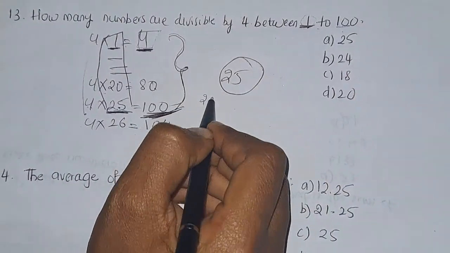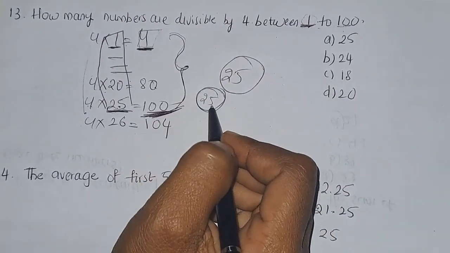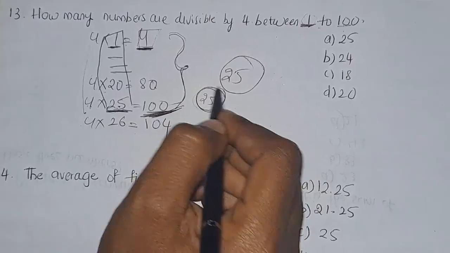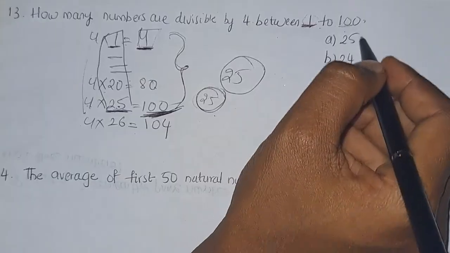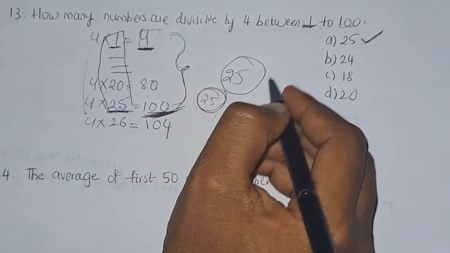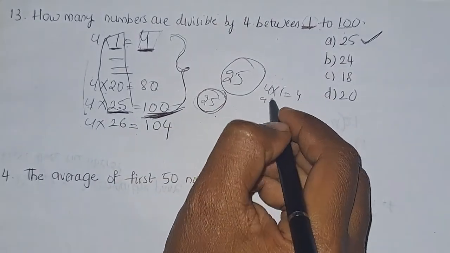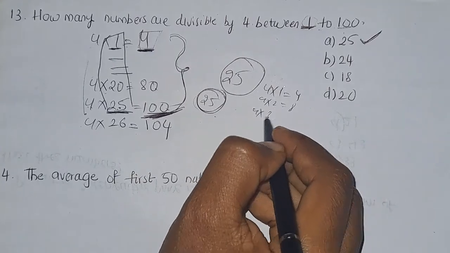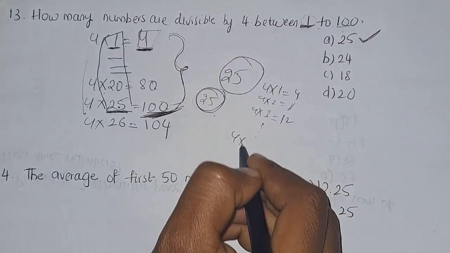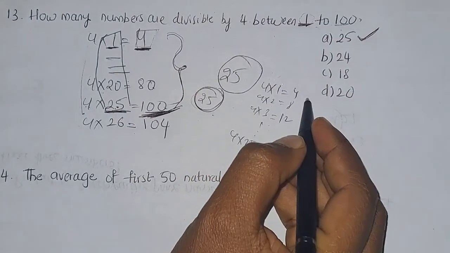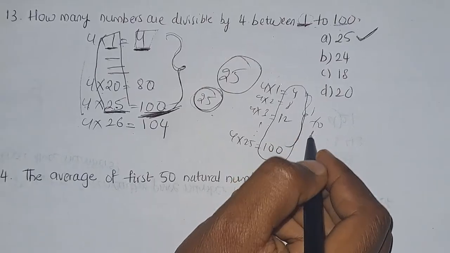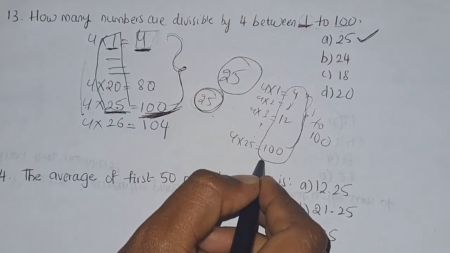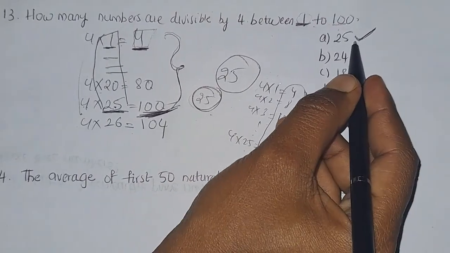There are 25 numbers which are divisible by 4 between the range of 1 to 100. So our answer is 25. You can observe 4 ones are 4, 4 twos are 8, 4 threes are 12, and so on, 4 twenty-fives are 100. So all the numbers between 1 to 100 which are divisible by 4 total 25. So our answer is 25.